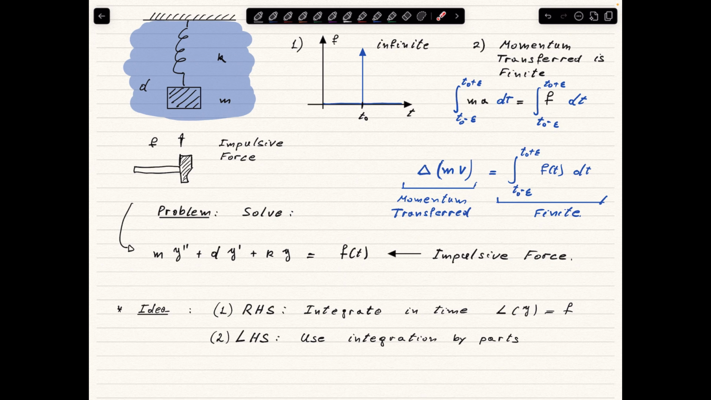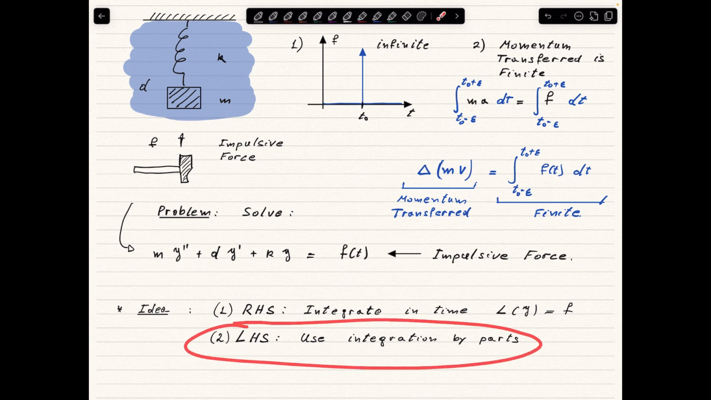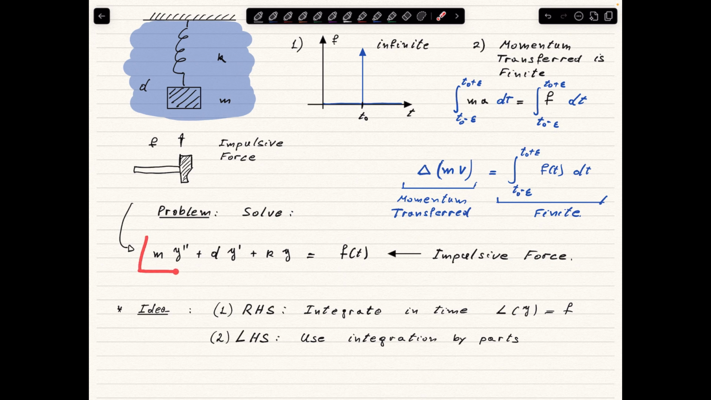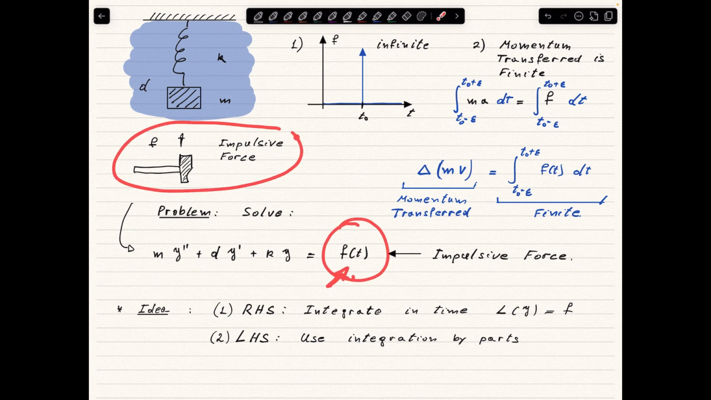So today, this video is going to be about what we do on the left hand side, until we are pretty happy with how we work on the left hand side. Then, when we know how to work on the left hand side with the integration in time and the integration by parts, we are going to focus back on the right hand side, and we are going to see how we can deal with the impulsive force.